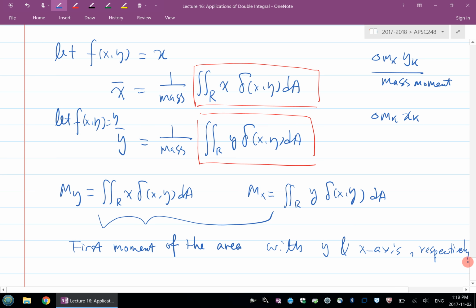When we learn triple integrals, when we learn actual 3D subjects instead of just a thin plate, we'll have a similar concept. That will be basically the first moment not of the area anymore, it's going to be the first moment of the mass.